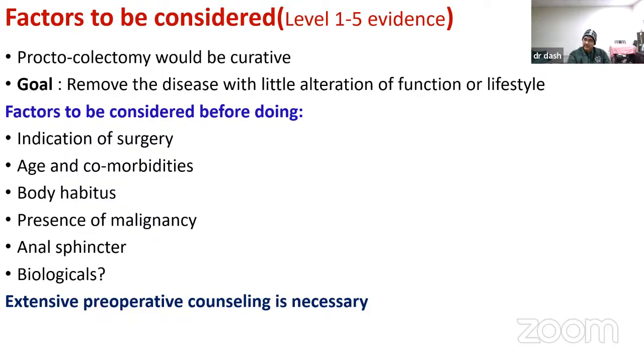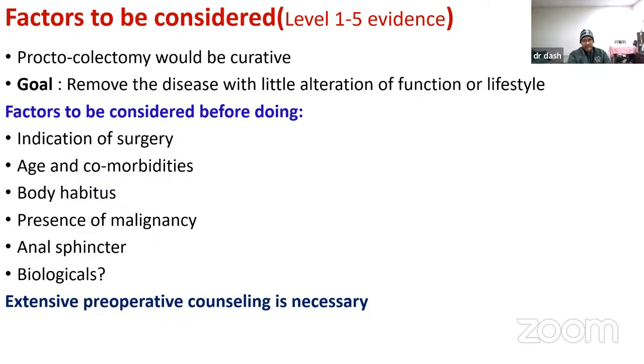If it is intact, the surgical decision is different, and if it is not intact, it changes. So in 90-95% cases, it doesn't change, and the anal sphincter is intact. In 5 to 10% cases, it is not continent. So we have to change the strategy.